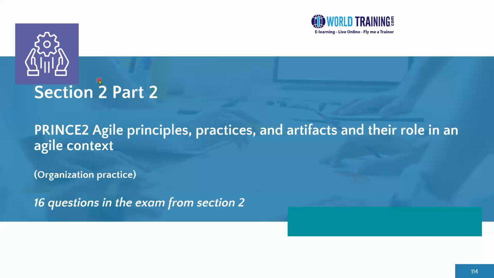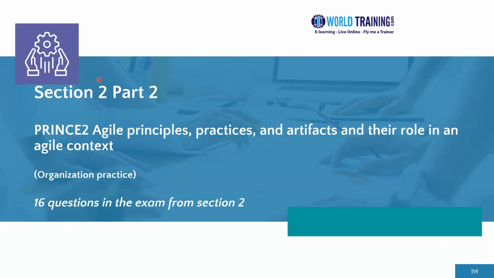We are now in Section 2, Part 2. Section 2 relates to PRINCE2 Agile principles, practices, and artifacts and their role in an Agile context. In Part 1 of Section 2, we already covered the PRINCE2 Agile principles. There are 7 principles in PRINCE2 Project Management, and we have noted how they work under PRINCE2 Agile, meaning in an Agile application or in an Agile environment.